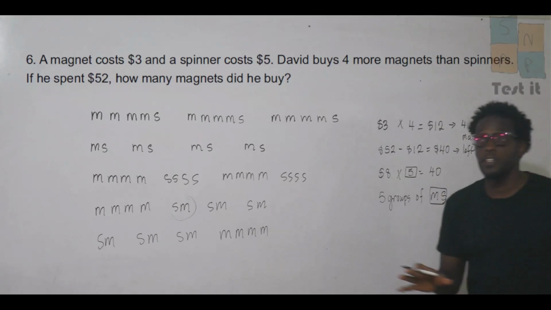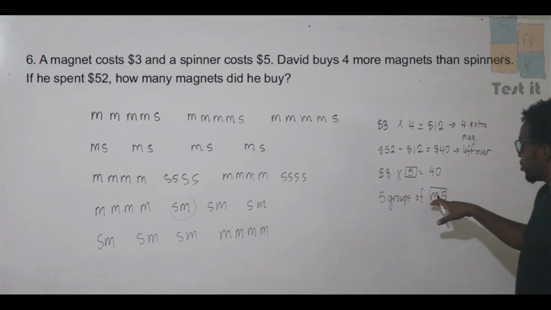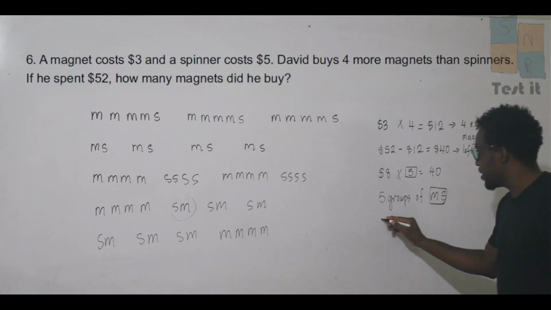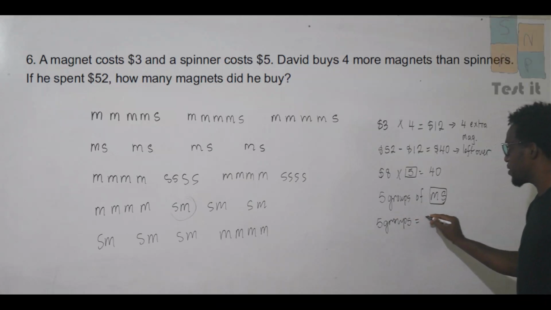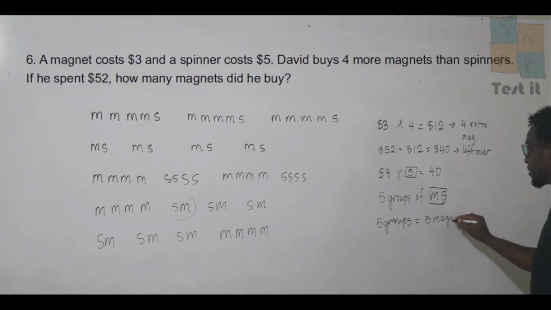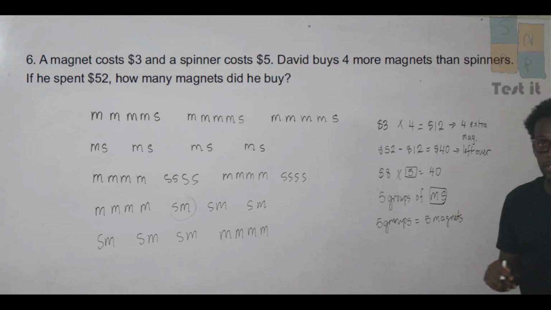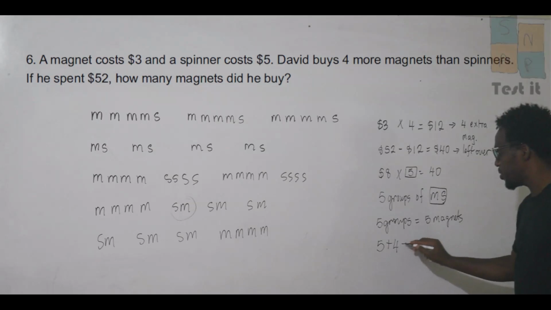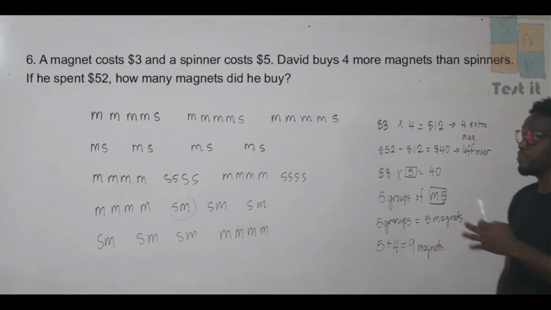We only want to find out how many magnets he bought. That would mean we're going to recognize that in every one of those groups there's one magnet, one spinner. So these 5 groups equals 5 magnets. And remember the 4 magnets he bought at the very start? Well, we're going to add that to his 5 magnets. So 5 plus 4 equals 9 magnets. And that's going to be the answer for this.